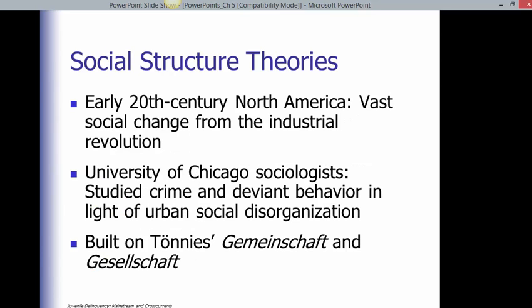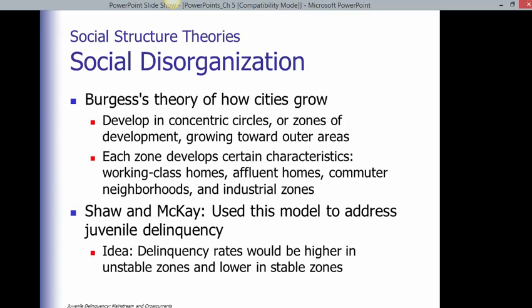Social structure theories. Early in the 20th century North America, there was vast social change from the industrial revolution. University of Chicago sociologists studied crime and deviant behavior in the light of urban social disorganization, built on Tönnies' Gemeinschaft and Gesellschaft. Social disorganization, Burgess' theory of how cities grow, developed in concentric circles or zones of development growing towards outer areas. Each zone develops certain characteristics: working class homes, affluent homes, commuter neighborhoods, and industrial zones.